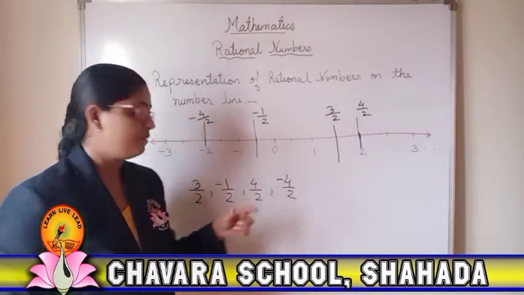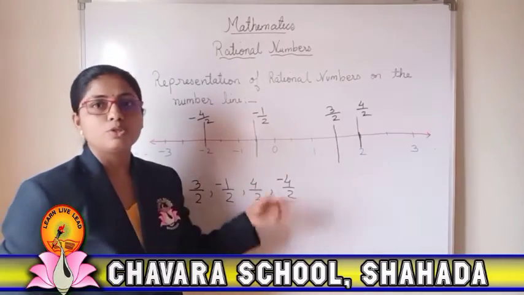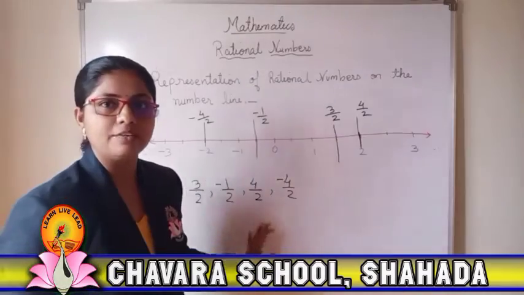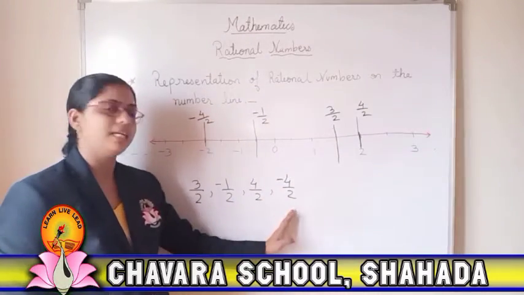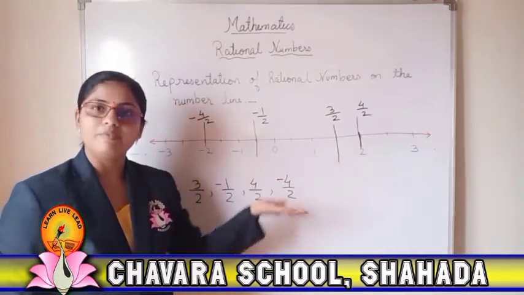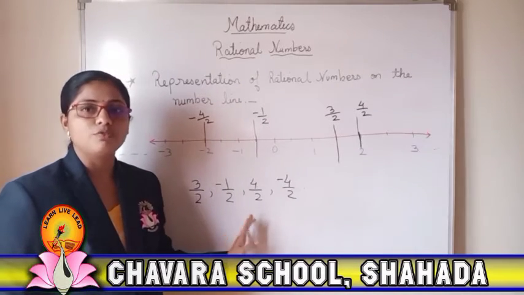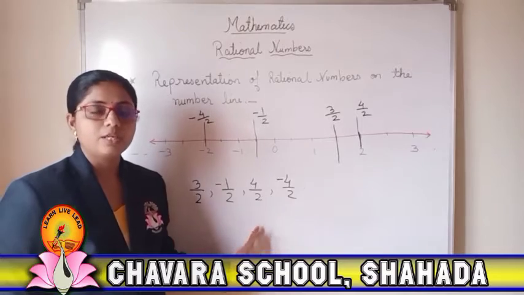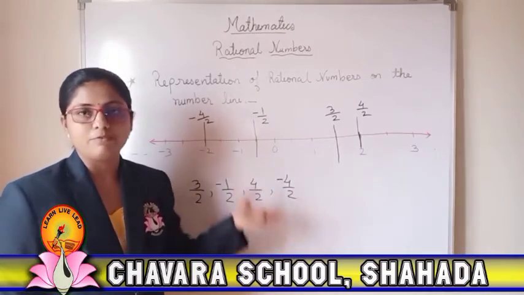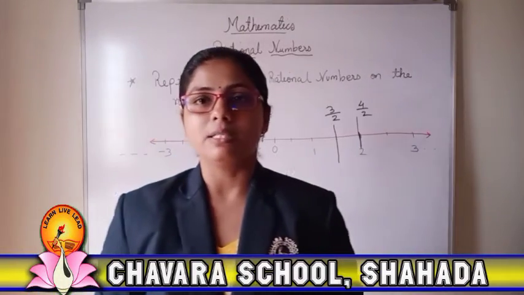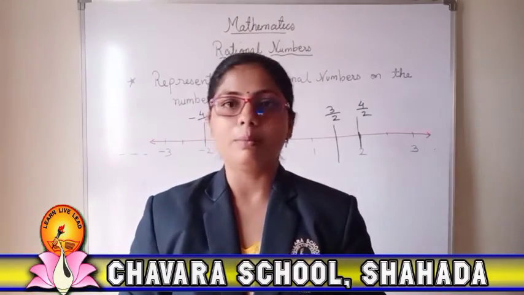And suppose if the denominators are different, then you draw a separate number line. Okay, if denominators are different, because here the same denominators are there, so on one single number line we can draw. But if different denominators are there, then don't go for this process. Okay, you will just draw another number line for that number. Okay, so this is about the representation of rational numbers on the number line.